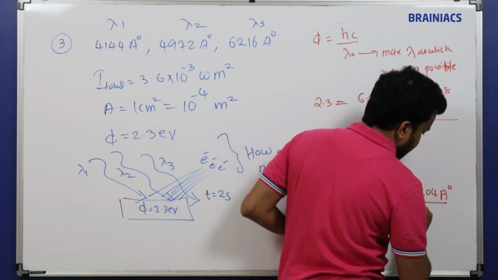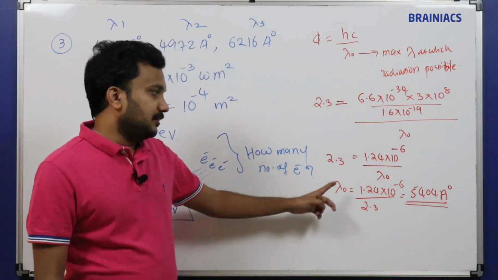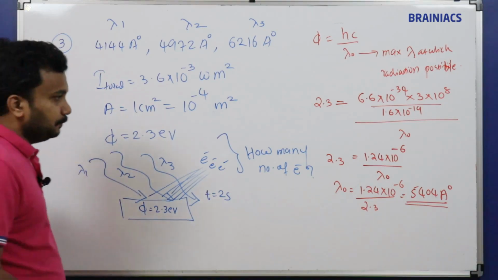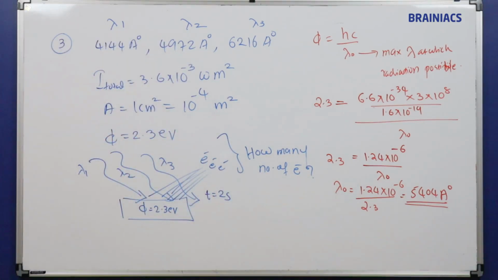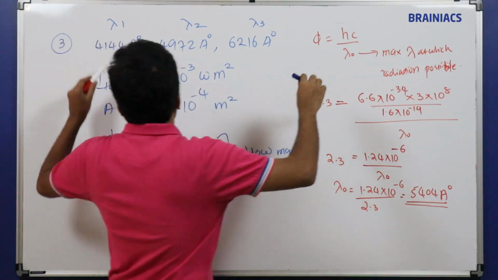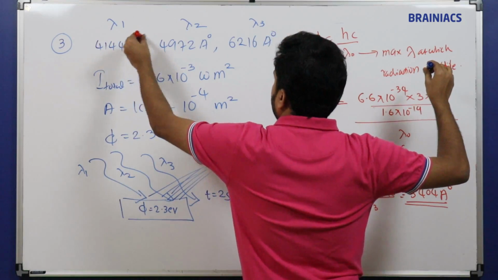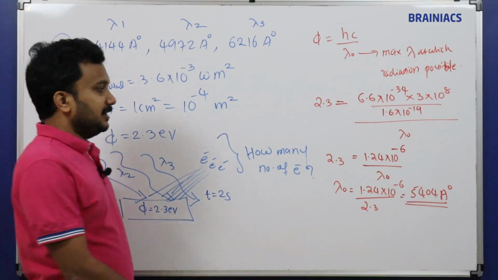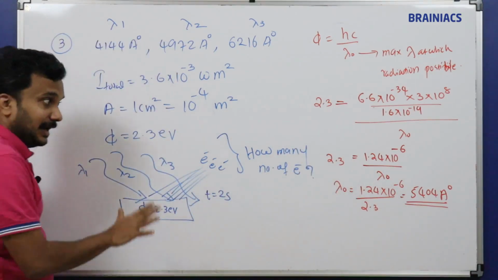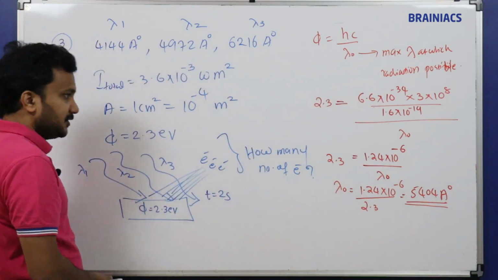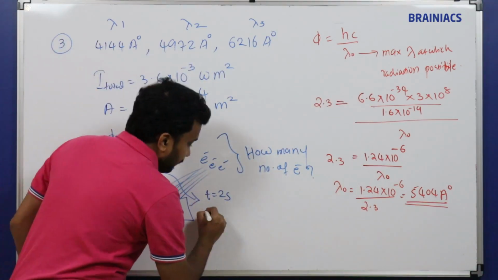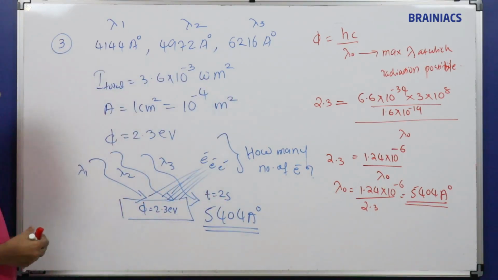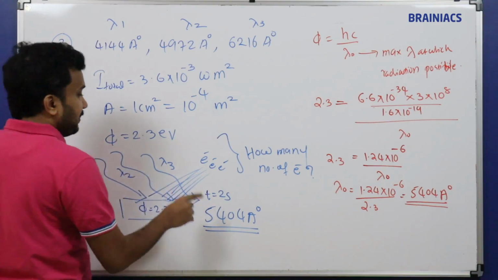I solved it, that's why I am writing the answer directly. You can solve it: 1.24 into 2.3 into 10 power minus 6, and angstrom is 10 power minus 10. Now the important point here: three wavelengths are given, but the metal will allow emission of electrons only below 5404 angstrom. 5404 angstrom is the limit. Beyond the limit, it is not possible.